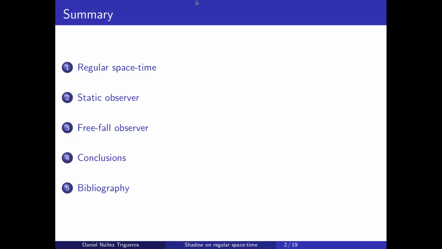So the work that I did was to see the difference between different kinds of observers, one static observer and one free fall observer, for a regular space-time and compare it with the simple case that is the Schwarzschild solution.